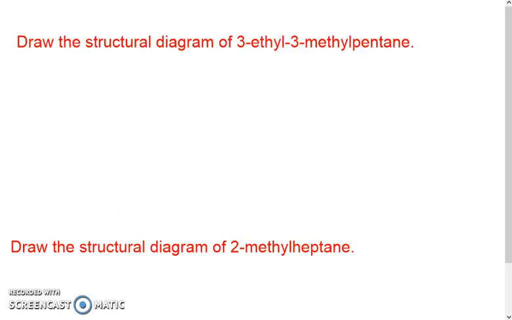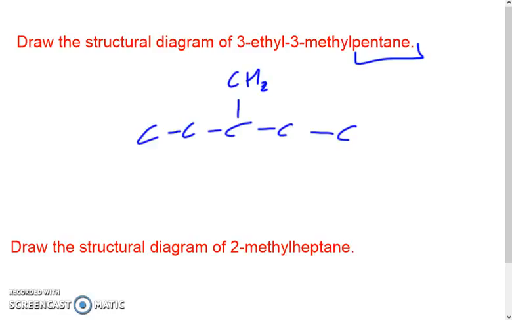So I may give you the words, and you need to draw the picture. So in this particular case, we know we've got a pentane. So if we've got a pentane, therefore we're going to have 5 carbons. And on the third one, we're going to have an ethyl group. And we're also going to have a methyl group. So now we can just go ahead and put hydrogens in at the rest of those places.